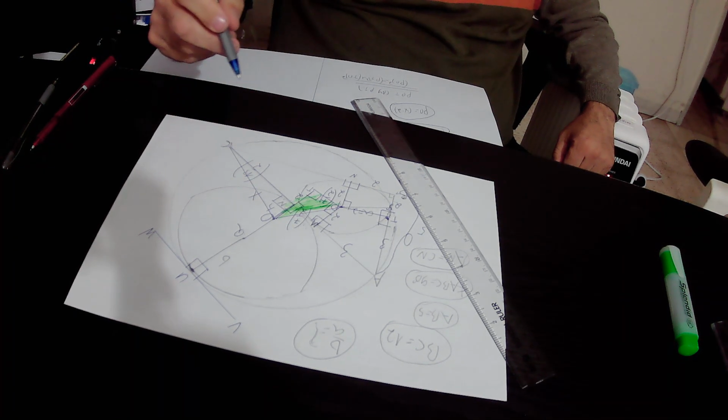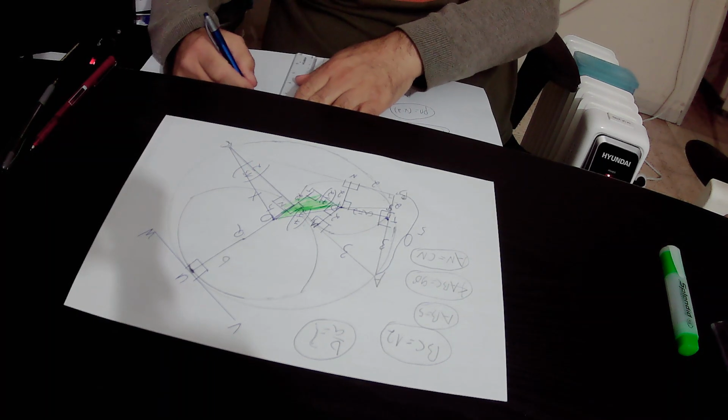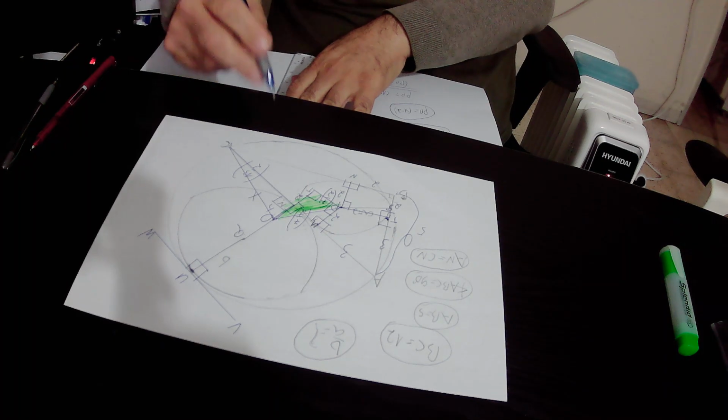ON equals h, and we already found out that NC equals 13 over 2. So I copy the right angle ONC in the new page, and we implement the Pythagoras theorem on this right angle ONC.